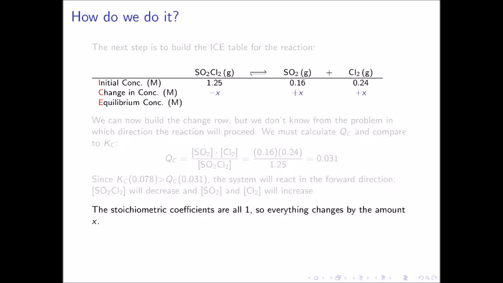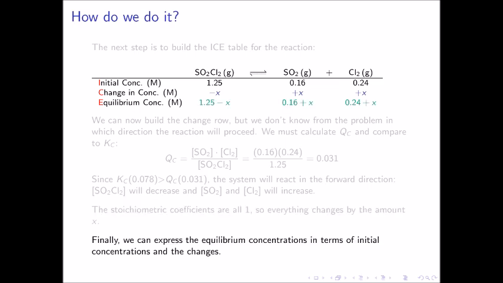Since the stoichiometric coefficients are all 1 for this reaction, everything will change by the amount x. The sign is determined by the direction of reaction. We see that the sulfuryl chloride gets a negative sign because its concentration is decreasing, while both the SO2 and Cl2 get a positive sign because their concentrations are increasing.